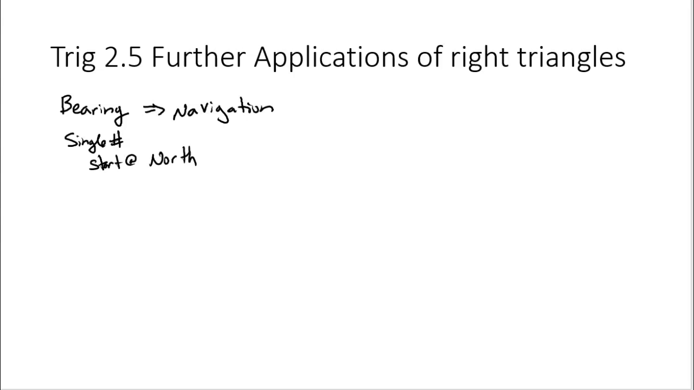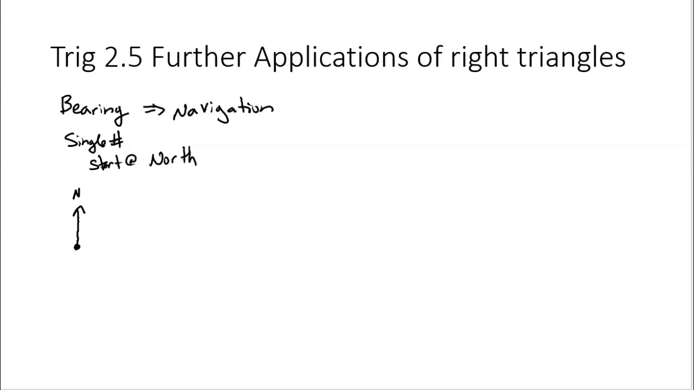So in 2.5, we're going to talk about some more applications of right triangles. One of the first things that we're going to talk about has to do with something known as bearing. Bearing is basically used, which we've talked about, in navigation. Okay, and so we can express it as a single number. When we do it as a single number, we always start at north. So north would be right here.